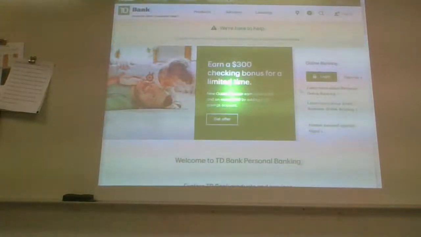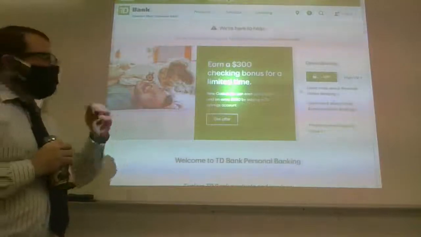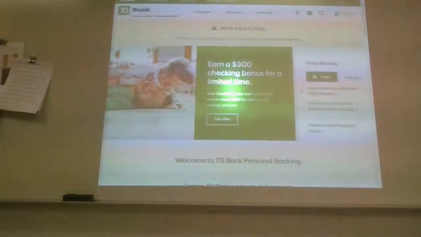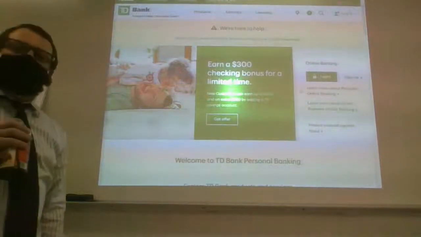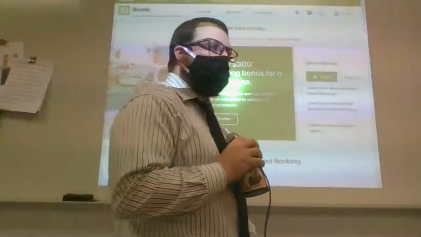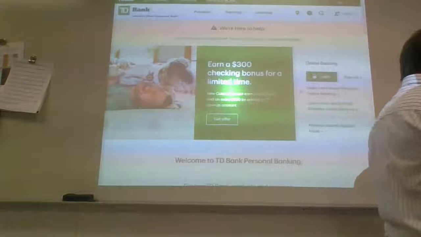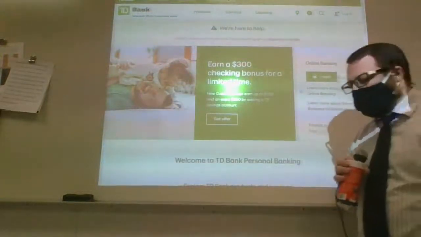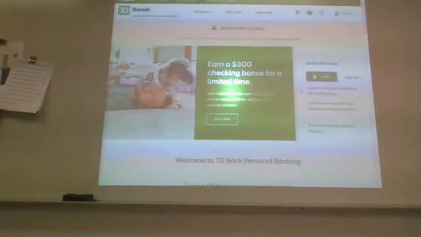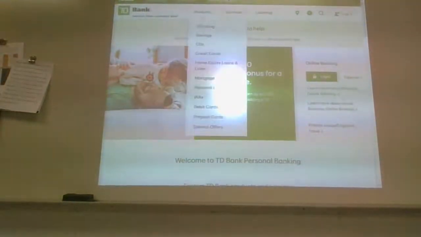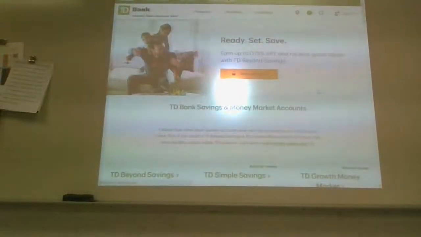I'm not even kidding. So you go to the TD Bank website and you have to look up a savings account. I'm not looking up checking accounts because checking accounts don't earn interest typically. Some of them do, but not all of them. Savings accounts are where you need to earn the interest. So you go to your bank's website, the three that you're going to be researching, and you need to find certain pieces of information. So I go to products and I go to savings. Again, each bank website is set up differently.